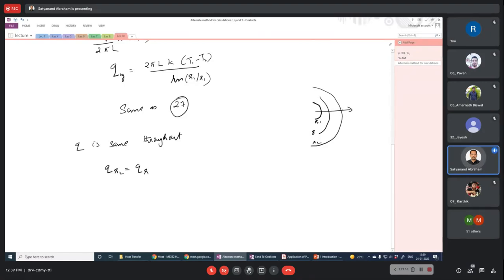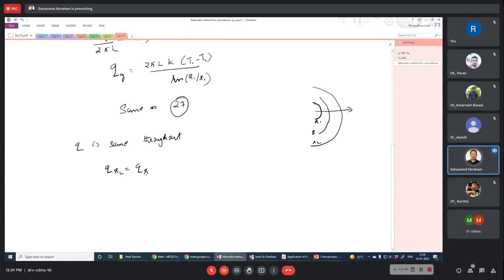So if you consider the radius between R1 and R, then this equation should also be the same. Basically we are talking about the resistance, the partial resistance. If you consider the wall resistance or partial resistance, it should be the same. So that's what is written over here.